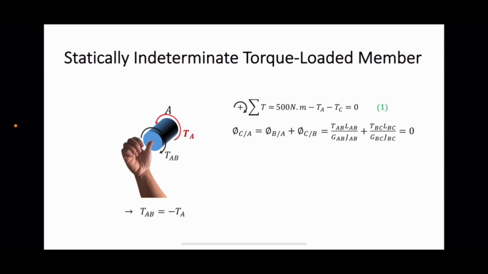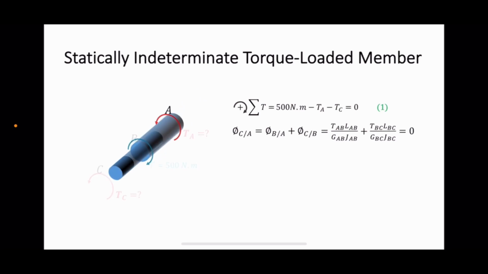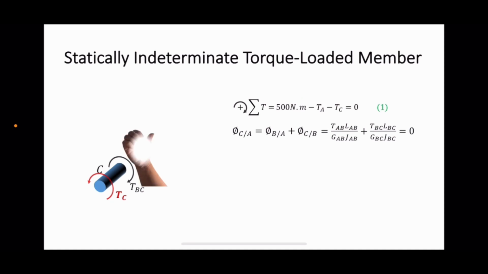Now let us look at the entire shaft again and section through segment BC. Keep one portion to draw the free body diagram. Like before, use the right hand rule to determine the side of the internal torque in segment BC. This time, since my thumb points away from the remaining shaft portion, the side of the internal torque in segment BC will be positive.